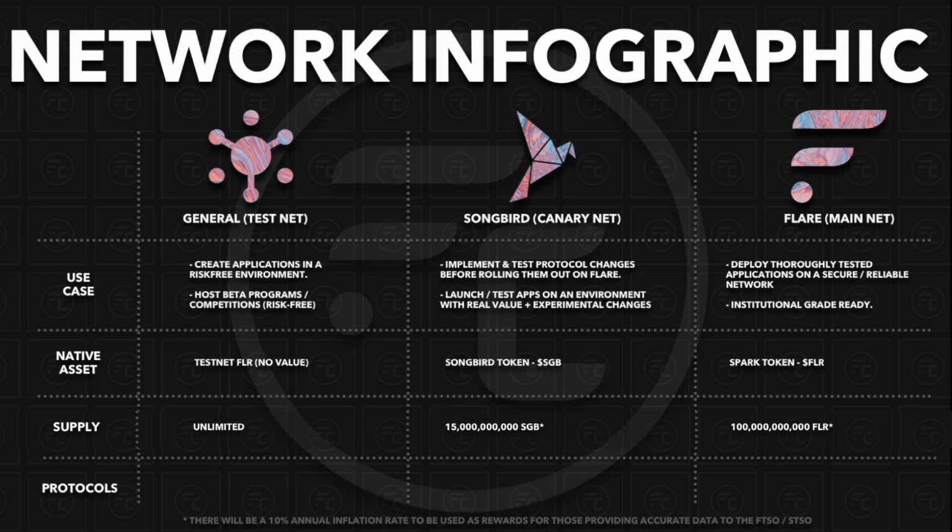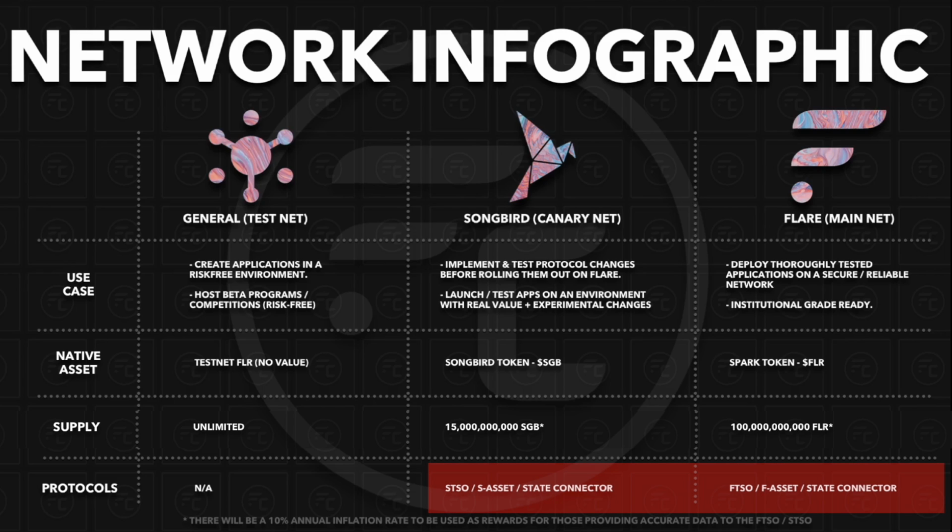Finally, we look at the protocols. The general testnet is not going to have any protocols associated with it. It doesn't need an F-asset system to trustlessly wrap assets onto the network because they can just be minted via a faucet. Now, both the Songbird and Flare networks are very similar. They have the Songbird Time Series Oracle and the Flare Time Series Oracle respectively. They have S assets and F assets, and they both commonly have the state connector.